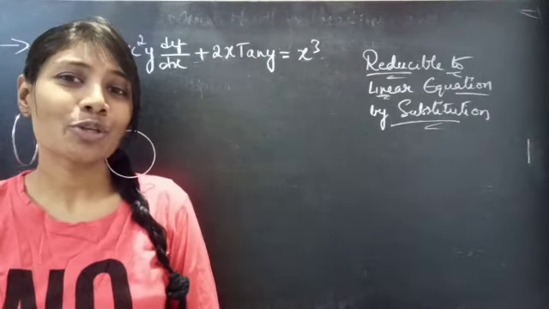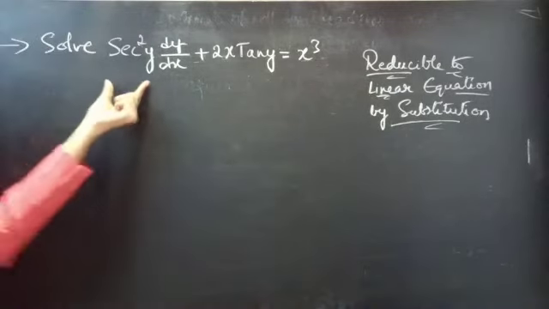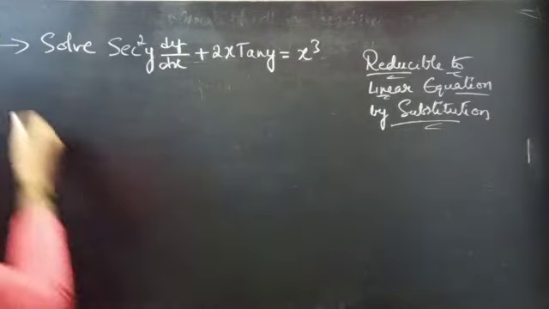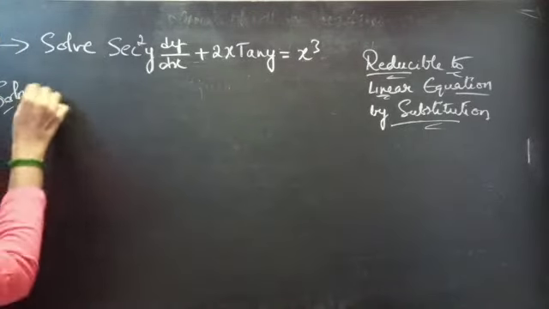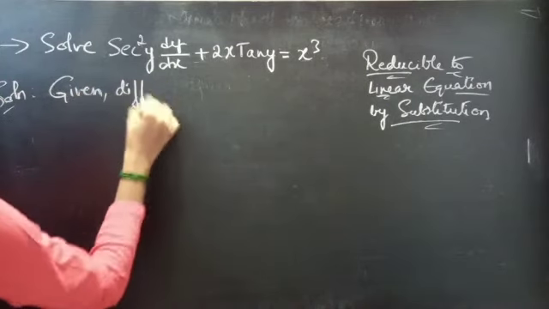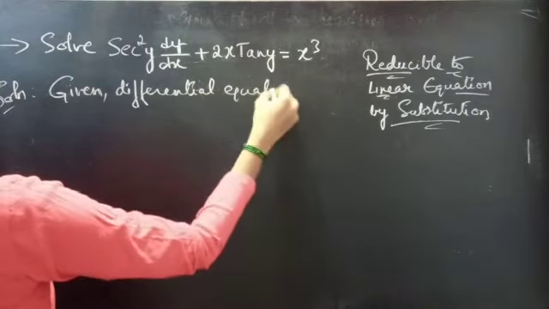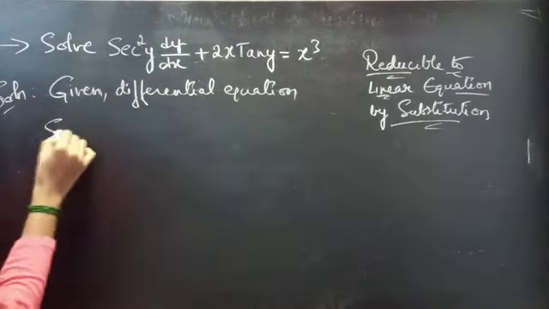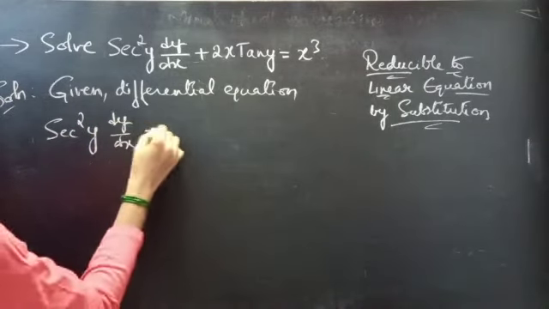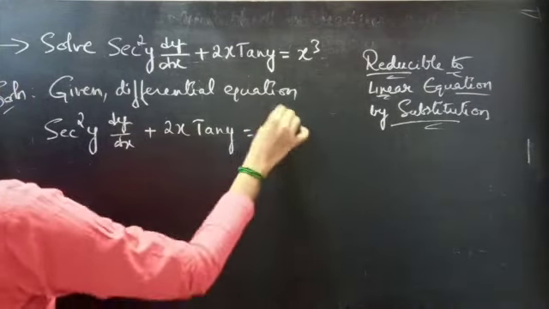In this video we are going to solve the given differential equation. So let's get going. Problem: solve sec²y dy/dx + 2x tan y = x³. Solution: given differential equation, sec²y dy/dx + 2x tan y = x³.